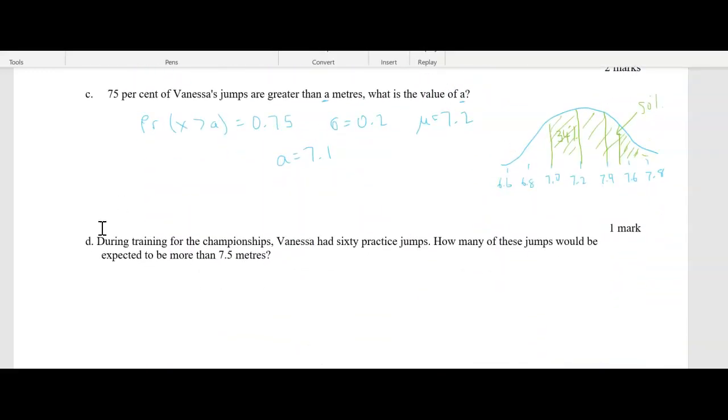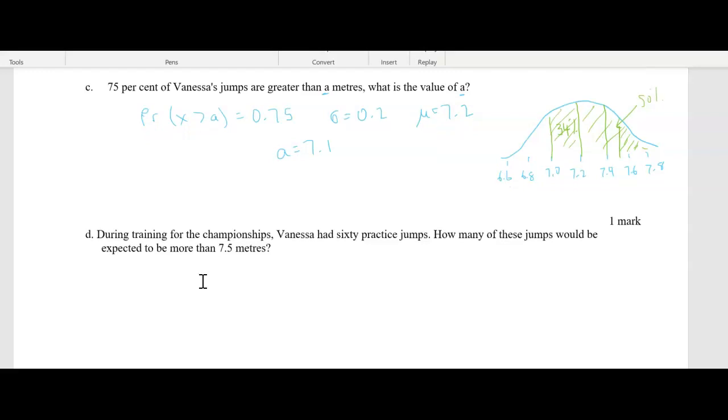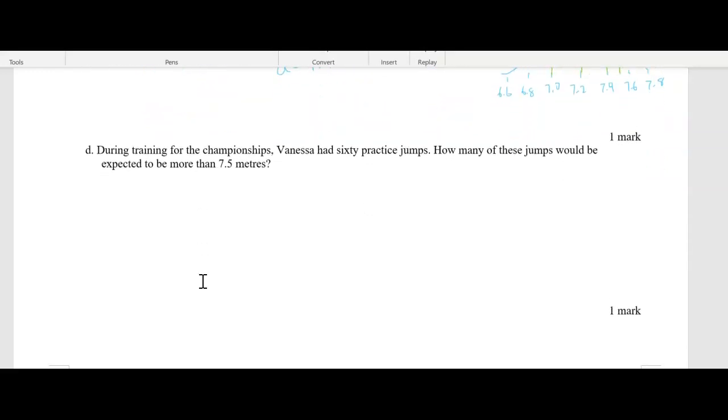All right, let's move on because I'm getting sidetracked here. During training for the championships, Vanessa had 60 practice jumps. How many of these jumps would be expected to be more than 7.5 meters?